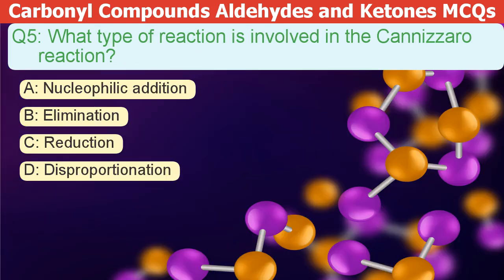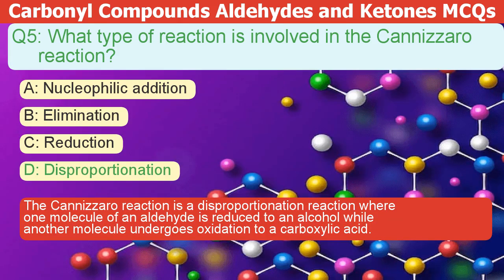What type of reaction is involved in the Cannizzaro reaction? A. Nucleophilic addition. B. Elimination. C. Reduction. D. Disproportionation. The correct answer is D. The Cannizzaro reaction is a disproportionation reaction where one aldehyde molecule is reduced to an alcohol, while another molecule is oxidized to a carboxylic acid.